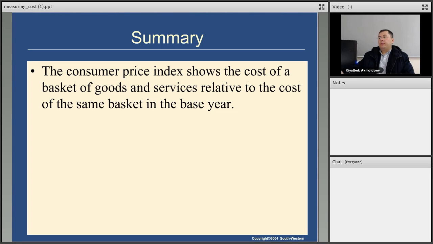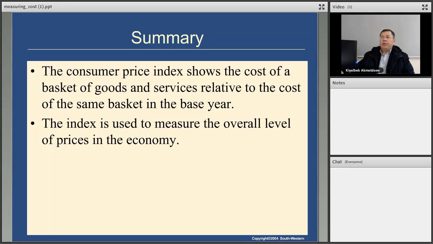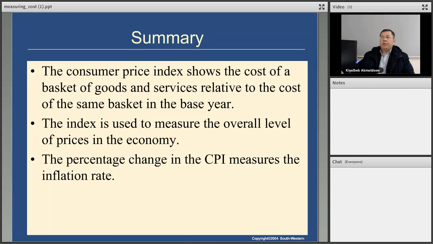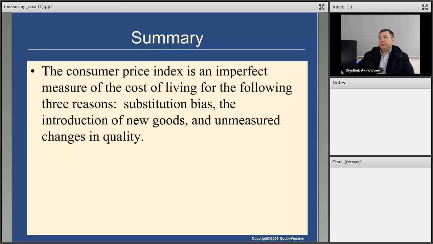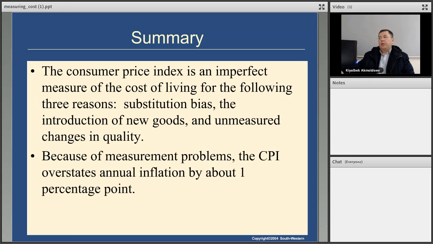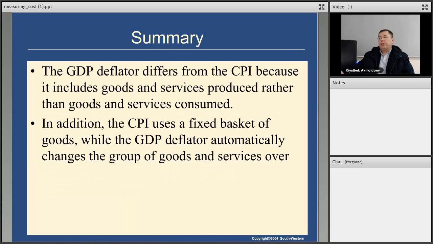So in summary, what can we say? CPI, or Consumer Price Index, shows the cost of a basket of goods and services relative to the cost of the same basket in the base year. The index is used to measure the overall level of prices in the economy. The percentage change in the CPI measures the inflation rate. The CPI is an imperfect measure of the cost of living for three reasons: substitution bias, introduction of new goods, and unmeasured change in quality. Because of these measurement problems, the CPI overstates annual inflation by about 1 percentage point.